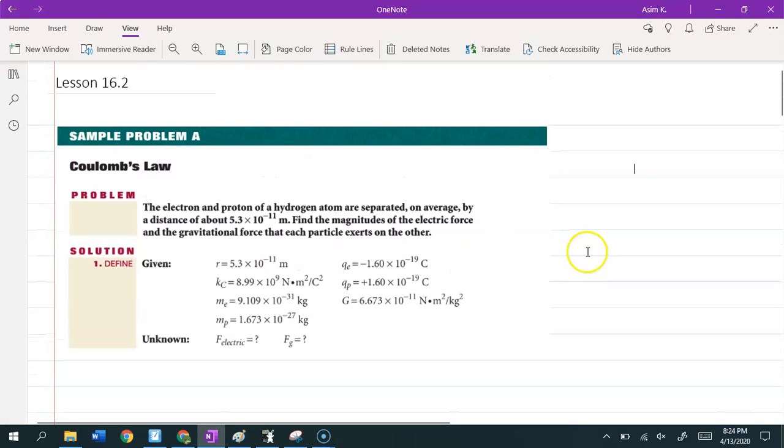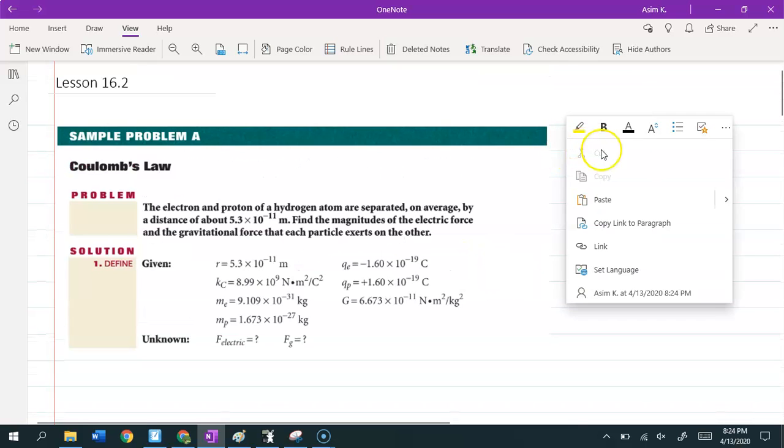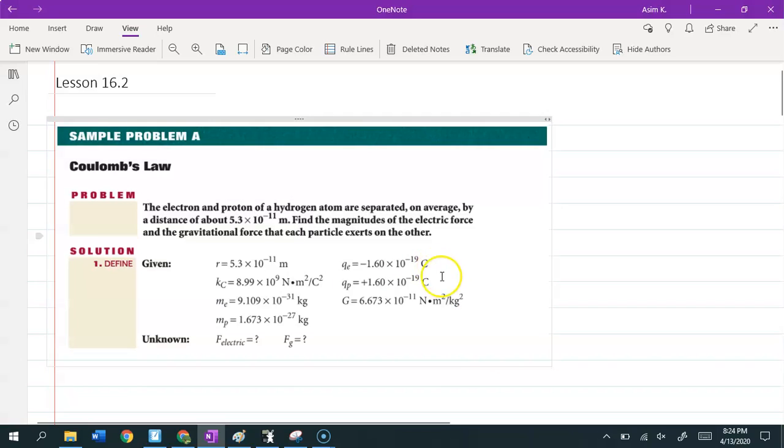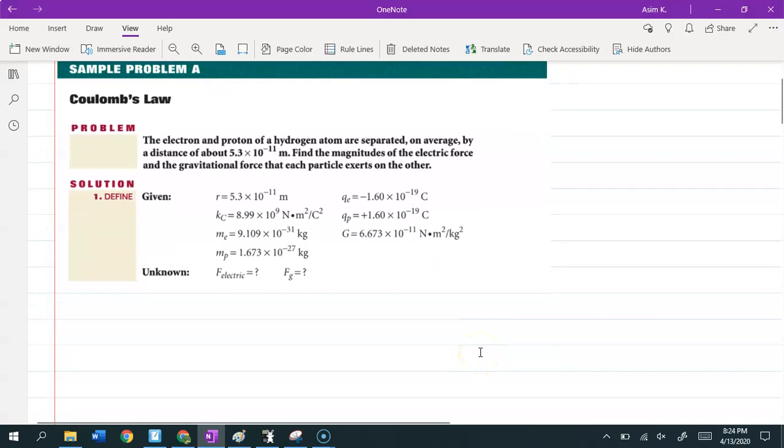And we'll be needing this formula as we move over to a separate canvas to talk about this. Let me just orient you with the things that we have, and then we'll get started. The first thing that they told us is the radius between them is 5.3 times 10 to the power negative 11 meters. So that's something that's been given. And furthermore, 8.99 times 10 to the power 9, that is Coulomb's constant. We've stored that in our calculator.